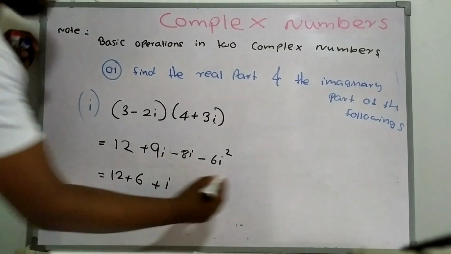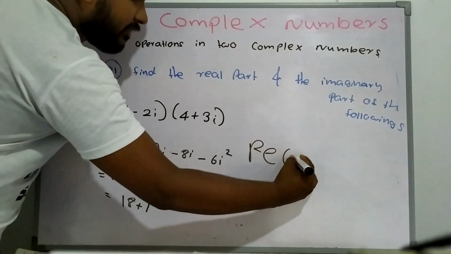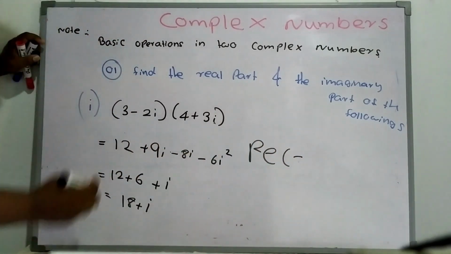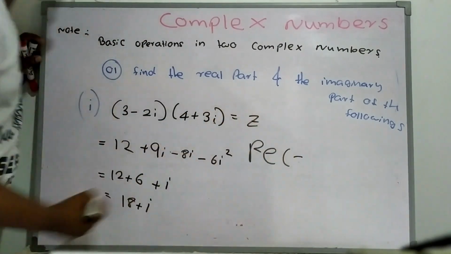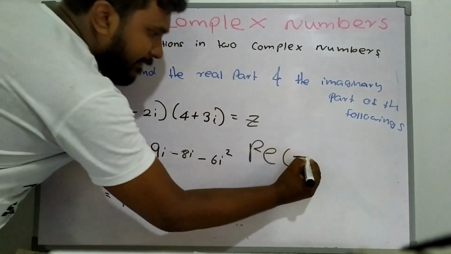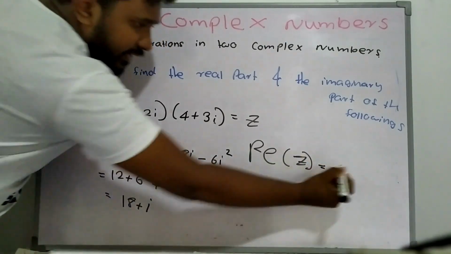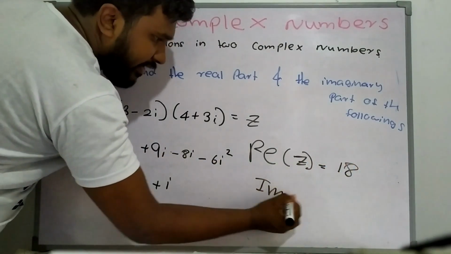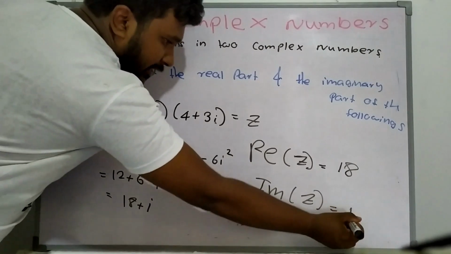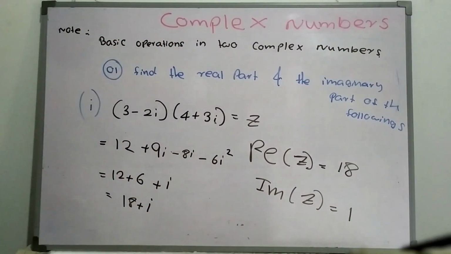So for the real part, I'm taking this as Z. Real Z is 18. Imaginary Z is 1. Here the coefficient is plus 1.